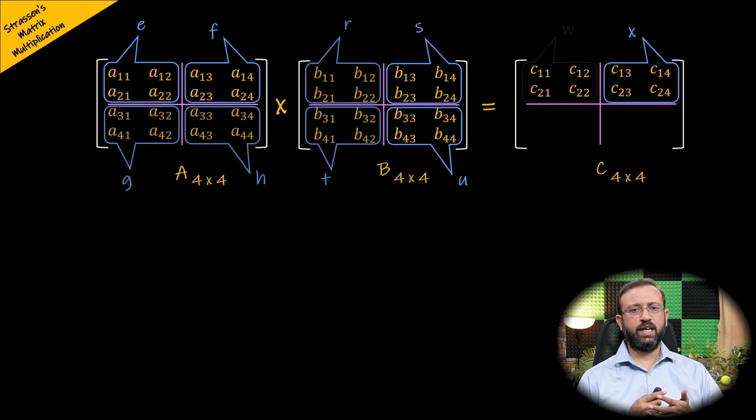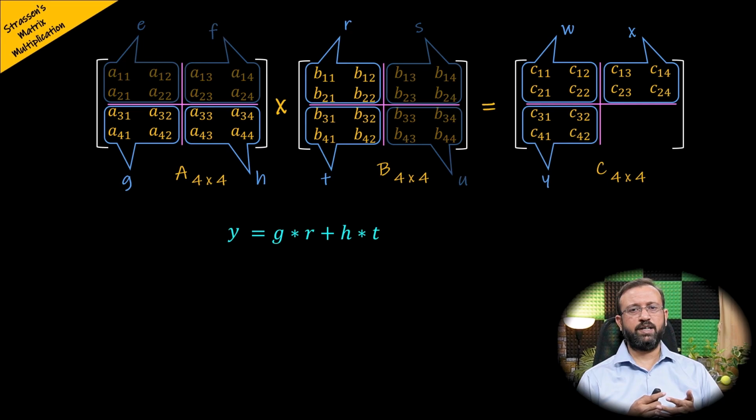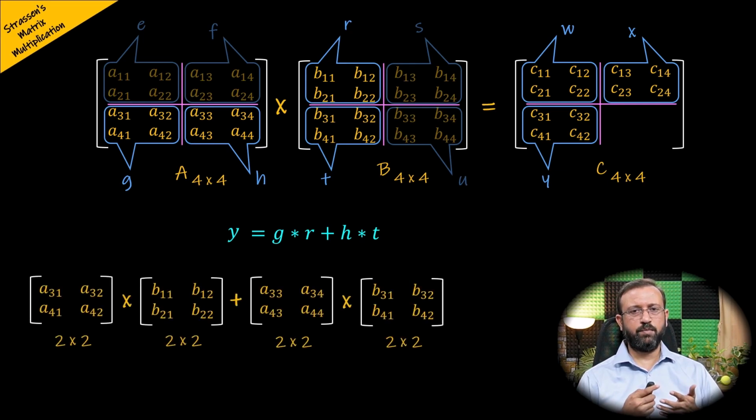Now, to compute the elements of the third submatrix Y of matrix C, we multiply submatrix G with submatrix R plus we multiply submatrix H with submatrix T. Even here, the submatrix G as well as the submatrix R and the submatrix H and T are 2 by 2 matrices, and the product of these matrices can be computed directly using 2 by 2 matrix multiplication formulas. Then, the matrix addition is applied to get the elements of submatrix Y of matrix C.